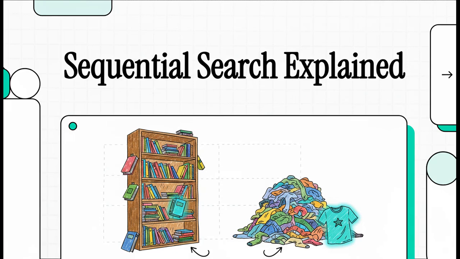You know that feeling when you're looking for one specific sock in a giant pile of laundry? Or that one book on a totally messy bookshelf? Well, how you instinctively solve that problem is, believe it or not, a huge concept in computer science. So let's dive right in.